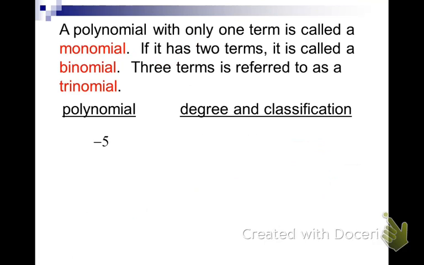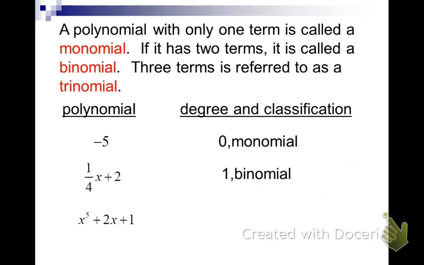Vocabulary words: monomial, binomial, trinomial. A monomial is a one-term polynomial. A binomial is a two-term polynomial, and a trinomial is a three-term polynomial.